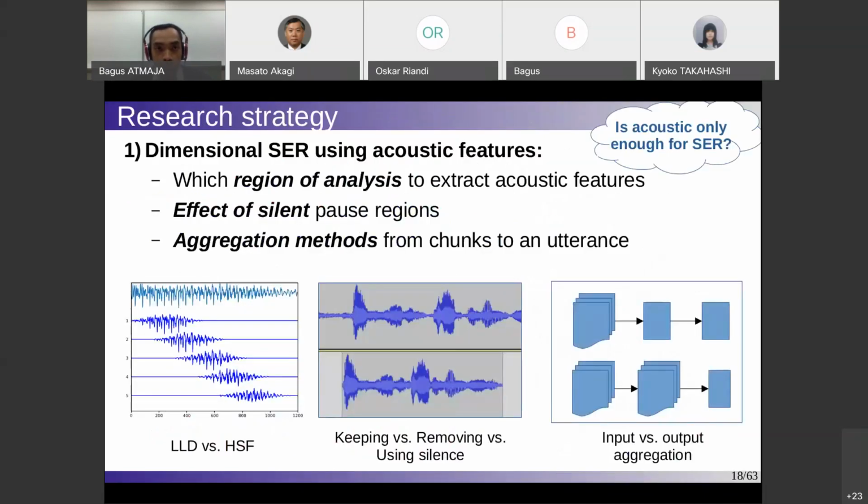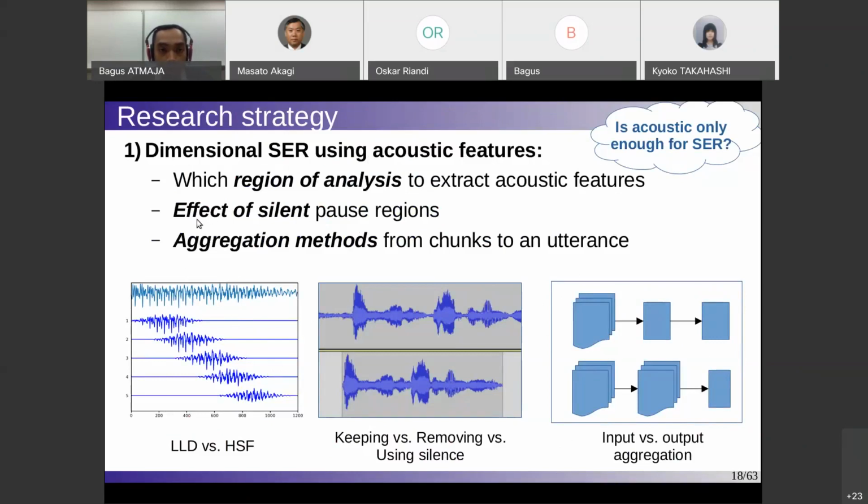And move to research strategy. So I transformed my research goal, which has 3 sub-goals, into 3 strategies. The first is dimensional speech emotion recognition using acoustic features. I divided this strategy into 3 parts to evaluate 3 issues. The first is region analysis. The first issue is whether it is frame-based processing, a local feature, or statistical functions using a global feature.